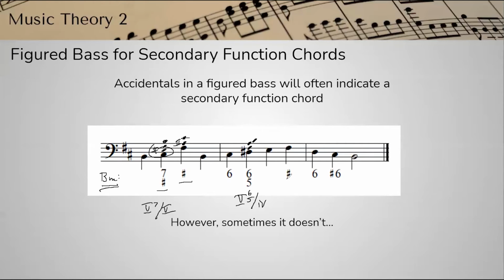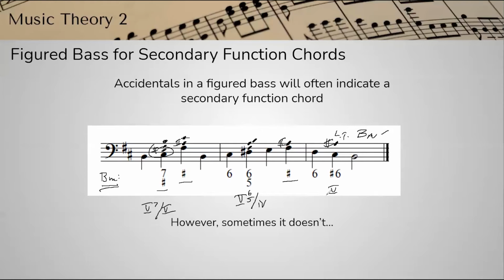Okay. Over here we have another sharp, but again, that's just an A sharp. So that's not a secondary function chord. And then over here we have sharp 6, and the sharp 6 above C sharp is just another A sharp. So that A sharp is the leading tone, again, of B minor. So then this is not a secondary function chord, it's just a regular old 5 chord.